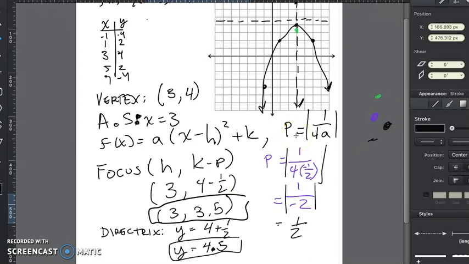So this is the anatomy of our parabolas. Stay tuned for the next series.